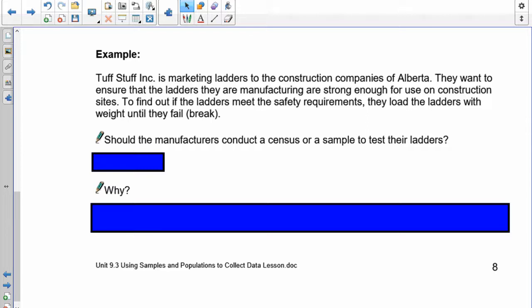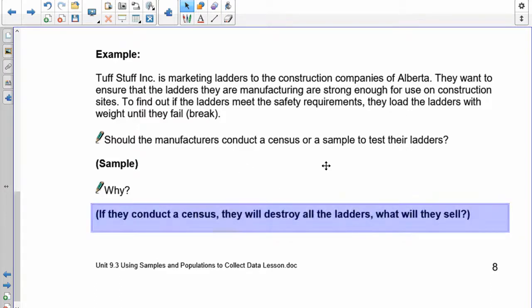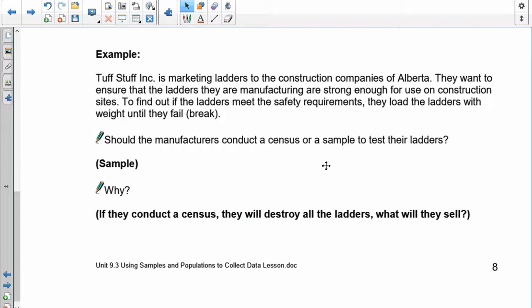All right. Well, here's the thing. This should be a sample, all right? Because if you break every ladder that they produce, what are they going to sell? It's not possible to do that. You'd put yourself out of business very quickly if you produced all those ladders and then turned around and busted them. Okay, so that wraps up this one.